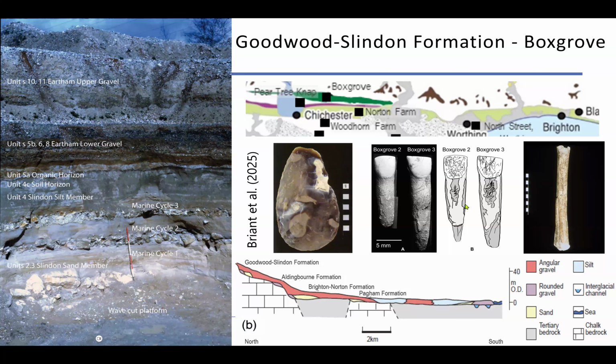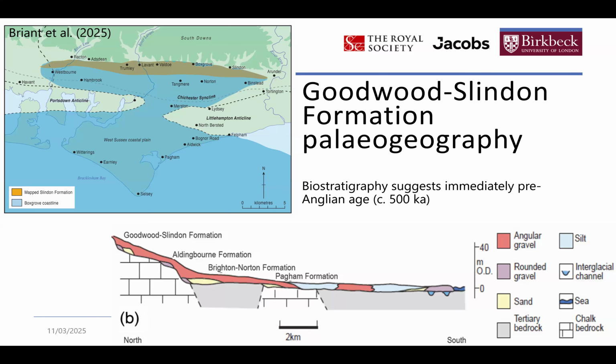So this wouldn't be anatomically modern humans. This would be an earlier hominin. But you just don't find remains of hominins at all. They just don't preserve. As like the apex predator, there's just not very much of them, and so the chances of them preserving are quite low. So Boxgrove is a really important site, giving us a little window into what life was like during the high sea level that was the Goodwood-Slindon Formation. And the biostratigraphy suggests that this happened just before the largest ice expansion in the UK, so around about 500,000 years ago.